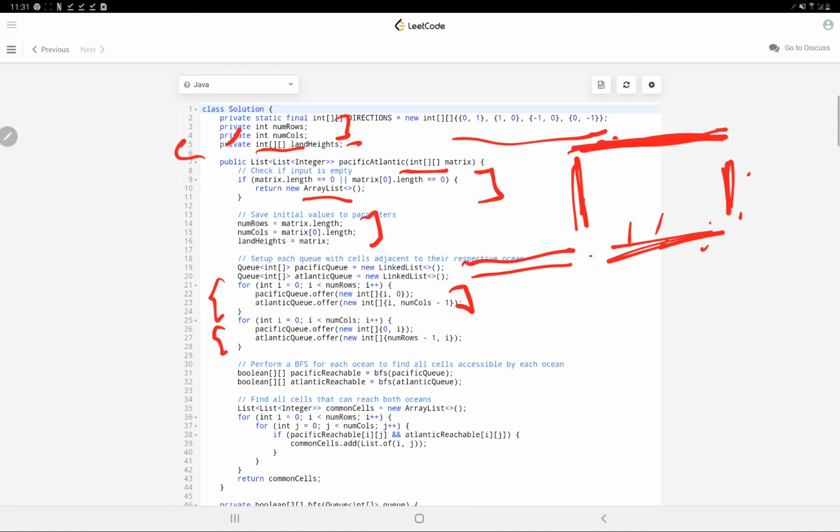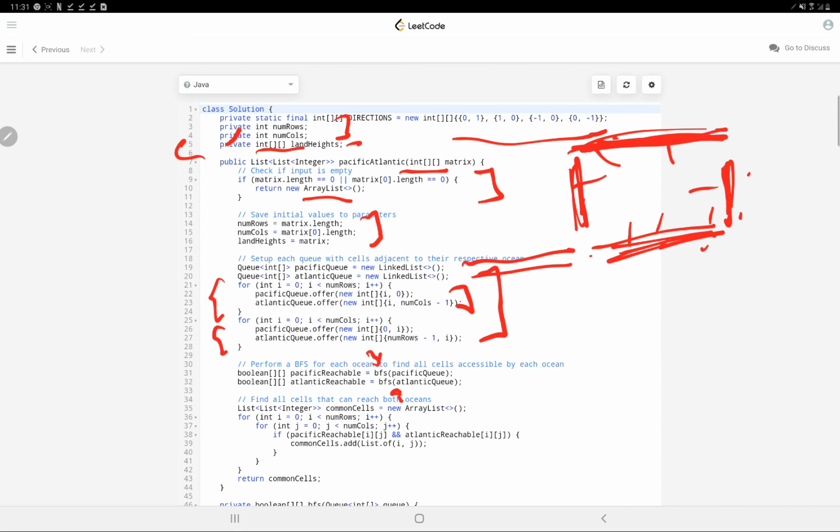So how many nodes, how many values are visited, we don't care. We just care for the common ones that are visited by both. All right, so what we do is we initially offer these points for Pacific and these points for the Atlantic. That is done over here, and now we have deployed our BFS code, which is written over here.